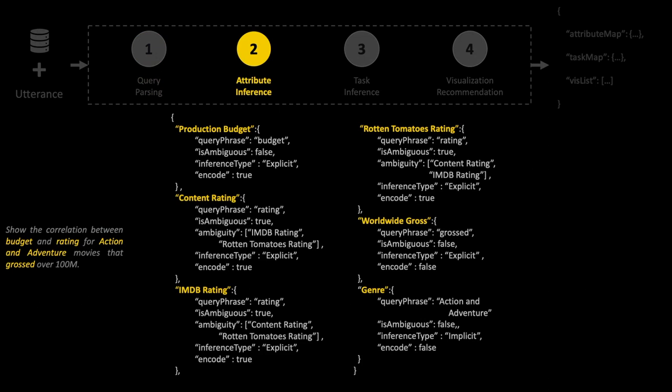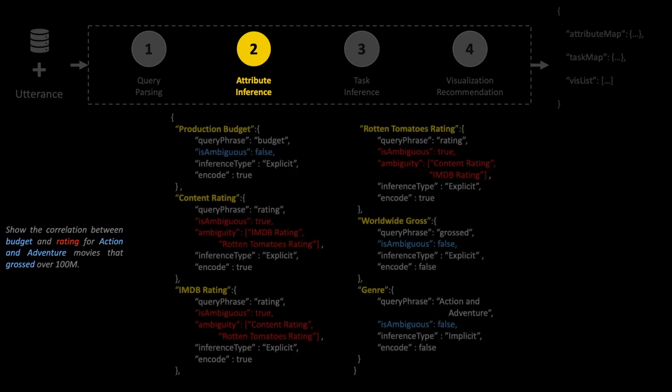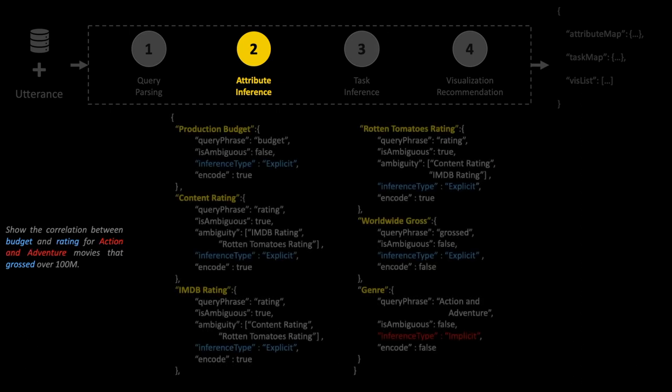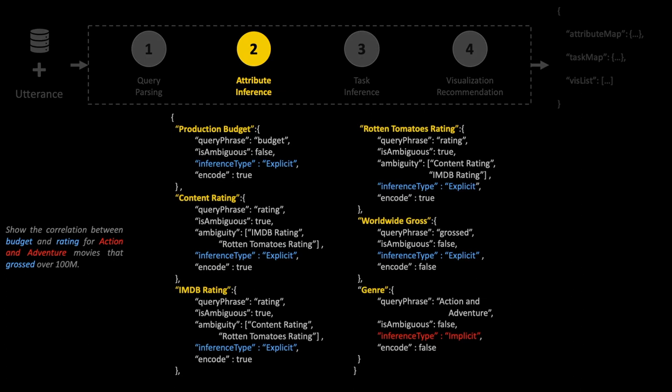A point worth noting is that in addition to the attribute names, the toolkit also tells developers additional information, such as if the reference was ambiguous. For example, the word rating got mapped to content rating, IMDb rating, and Rotten Tomatoes rating. The toolkit also mentions the attribute's type of reference, that is, if it was detected explicitly or implicitly. For example, the reference to the attribute genre is made implicitly through the values action and adventure.